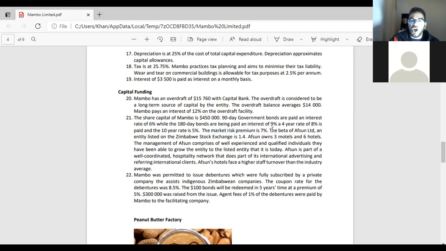Then they're saying the beta of FSUN Ltd, an entity listed on the Zimbabwe Stock Exchange, is 1.4. FSUN owns 3 motels and 6 hotels. The management of FSUN comprises well-experienced and qualified individuals. They have been able to grow the listed entity to what it is today. FSUN is part of a well-coordinated hospitality network that does part of its international advertising and referring of international clients. FSUN's hotels face a higher staff turnover than the industry average.